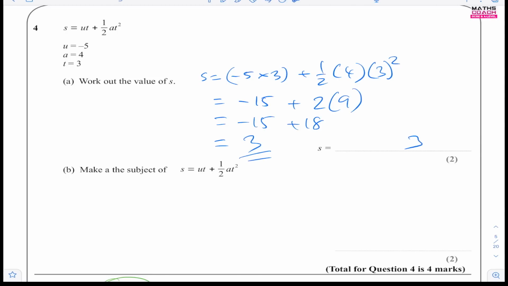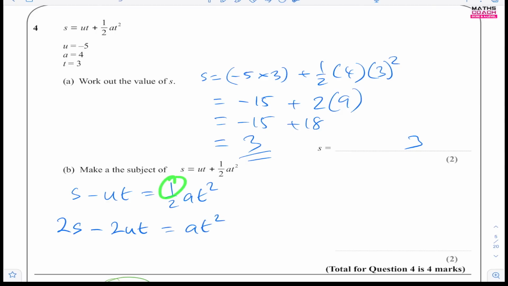Next, we are told to make a the subject of our equation. a is right there. We have to isolate it. We have to get rid of everything around it. So the first thing we're going to do is take the ut to the other side. So we get s minus ut is equal to a half at squared. Next, we are going to get rid of the half by multiplying by 2. So if we multiply by 2, we get 2s minus 2ut is equal to at squared.